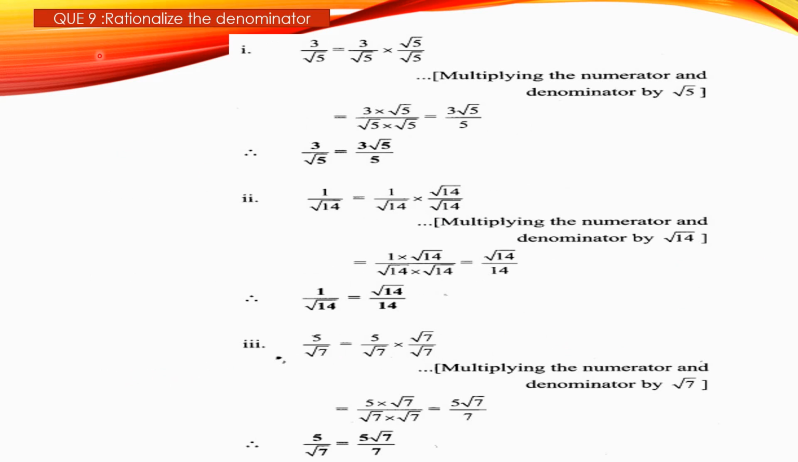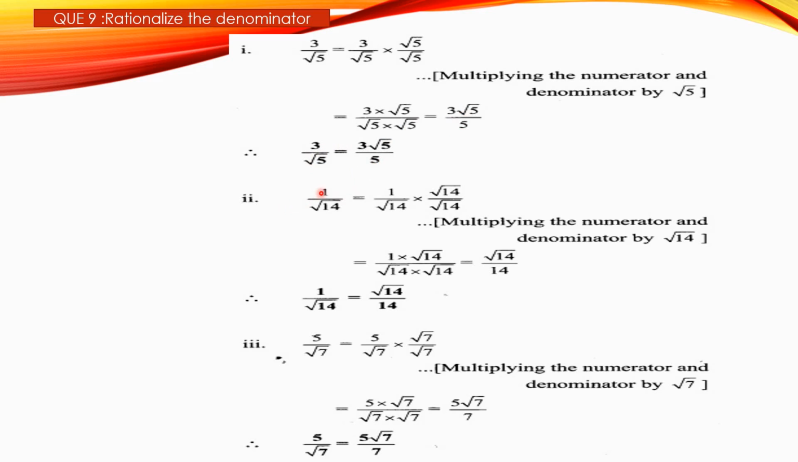Question number 9. Rationalize the denominator. The first question is 3 upon root 5. So, to rationalize the denominator, we have to multiply the number which is in the denominator with root. So 3 upon root 5 multiplied by root 5 upon root 5, multiplying the numerator and denominator by root 5. So we get 3 root 5 upon root 5 into root 5, which will be converted to 5. So the answer is 3 root 5 upon 5.